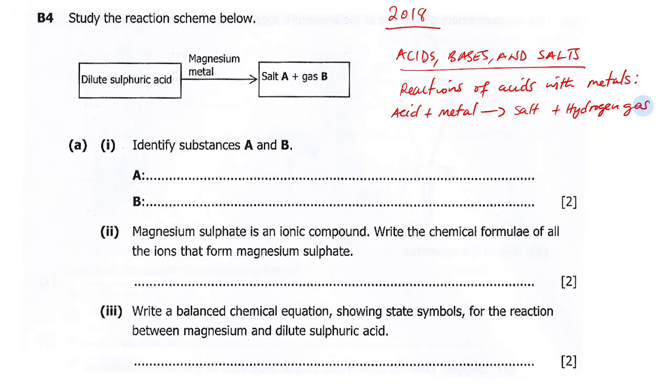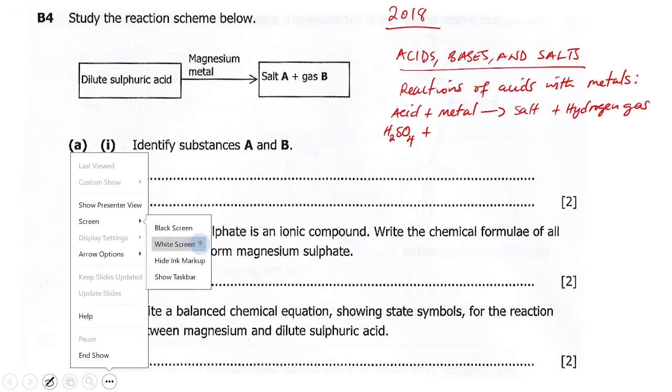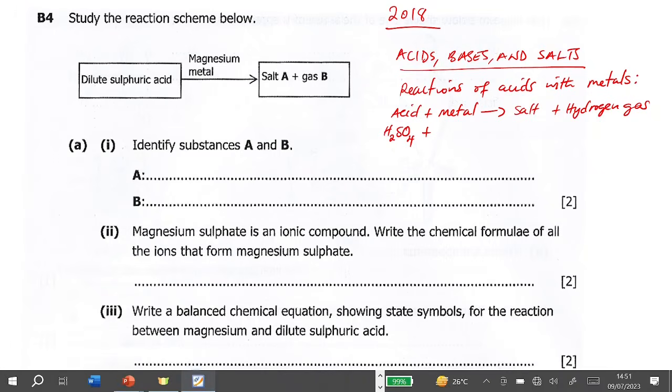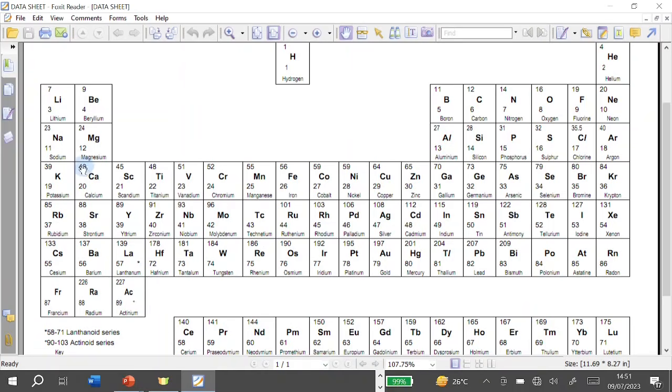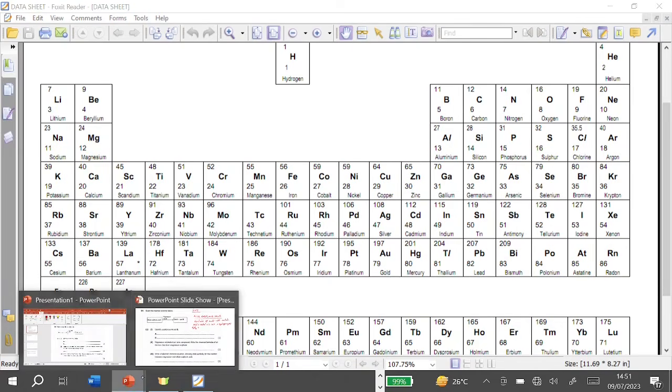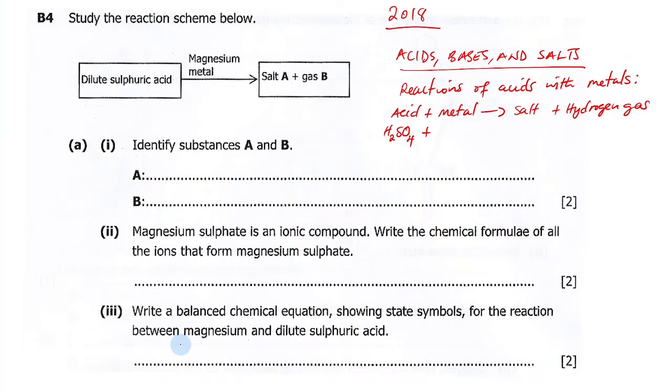So in this case, we have sulfuric acid, which is written as H2SO4. It will be aqueous, but I will not write that yet. Plus the metal, which is magnesium. The symbol is simple. If you go on the periodic table to see the symbol for magnesium, it is Mg. So that is magnesium metal.